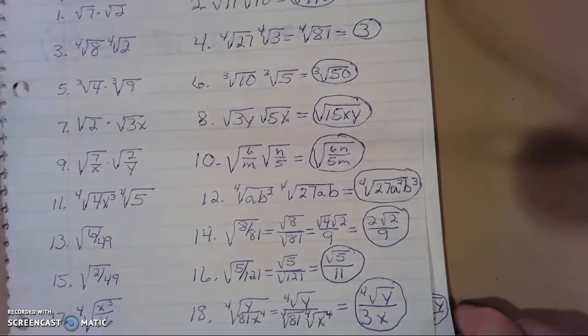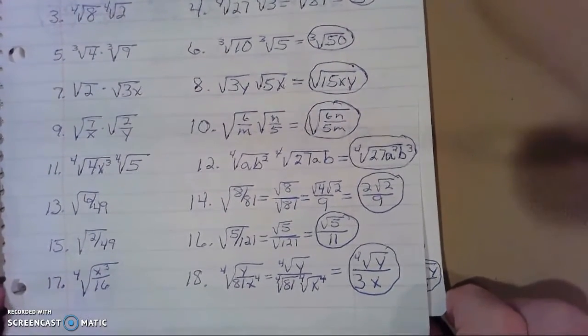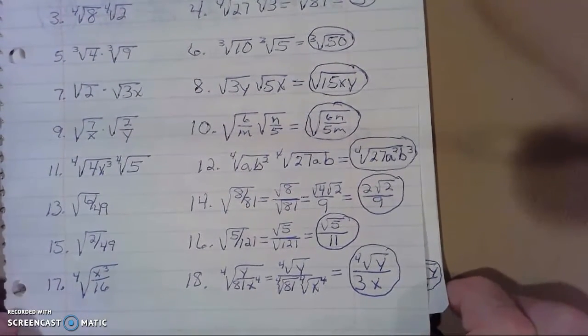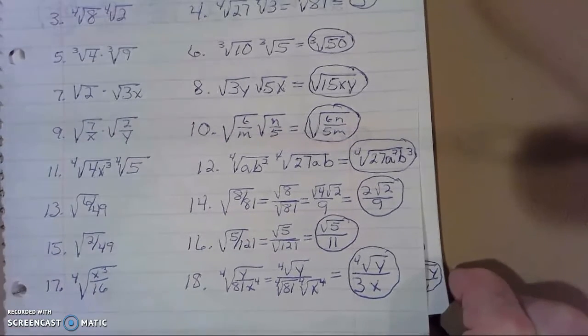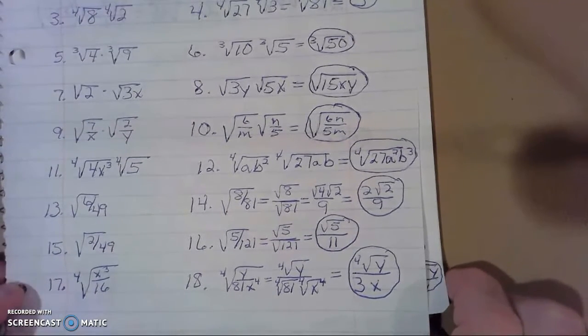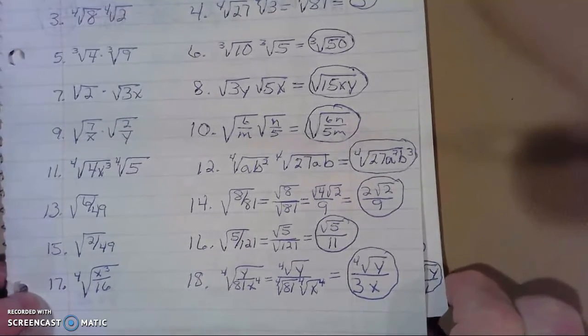15, 2, the square root of 2 over 49. 16, the square root of 5 over 121 is the square root of 5 over the square root of 121. And then the square root of 5 can't be broken down any. Over the square root of 121 is 11. So square root of 5 over 11 with no radical around 11.